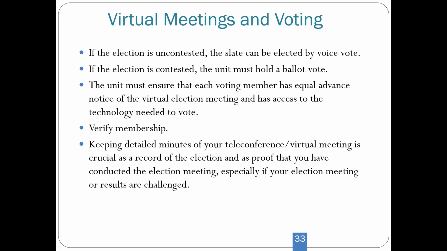The unit must ensure that each voting member has equal advance notice of the virtual election meeting and that they have access to the technology needed to vote. You need to be able to verify membership, so you should have a registration process where you are verifying their membership, either hopefully through Totem, or if you can't find them on Totem, ask them to send a scan of their membership card so you can verify that they are in fact members.